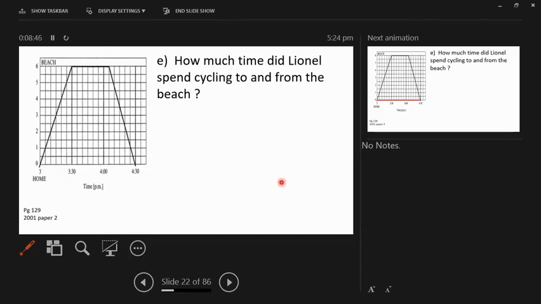Anybody else have another answer? How much time did Lionel spend cycling to and from the beach? Someone says 55 minutes. Okay, I need to see it. 50 minutes. 1 hour. Okay, only 4 persons answered. Come on now. How much time? How long? How much time did Lionel spend cycling to and from the beach? Because we know he had to go to the beach. He cycled to the beach and he came back from the beach. 55 minutes.